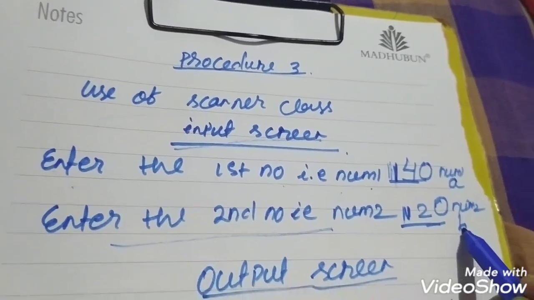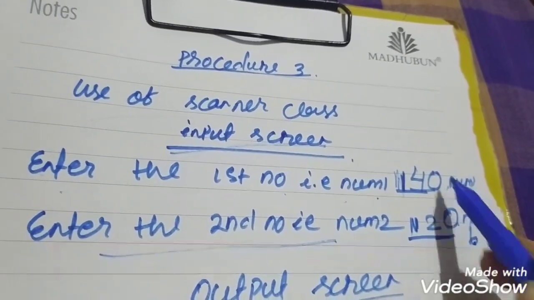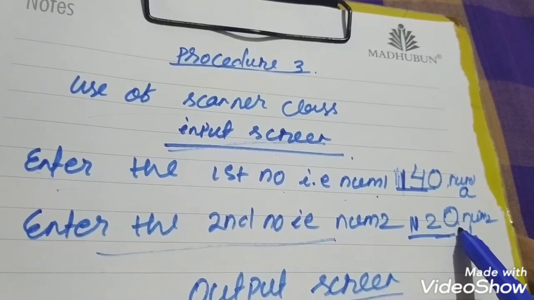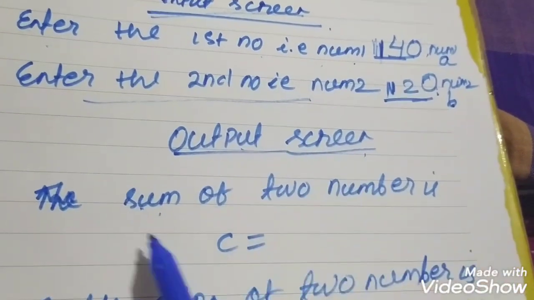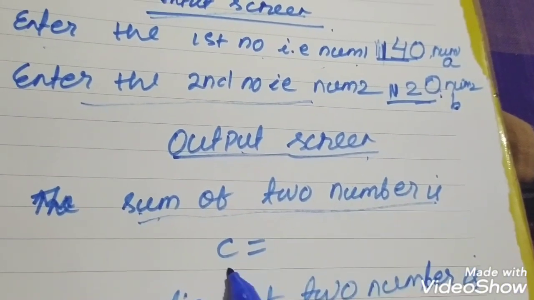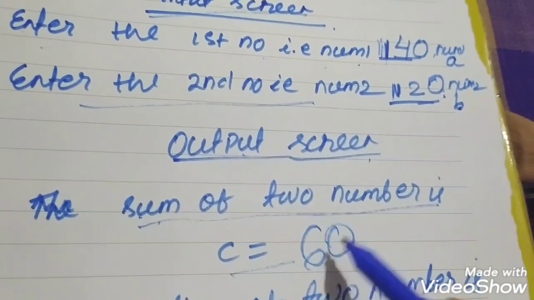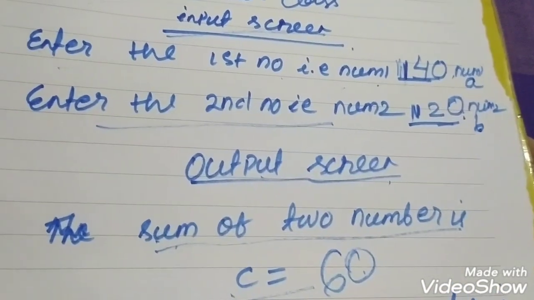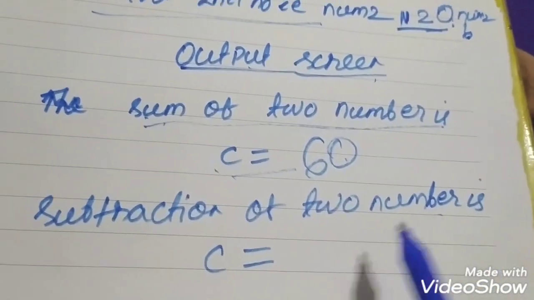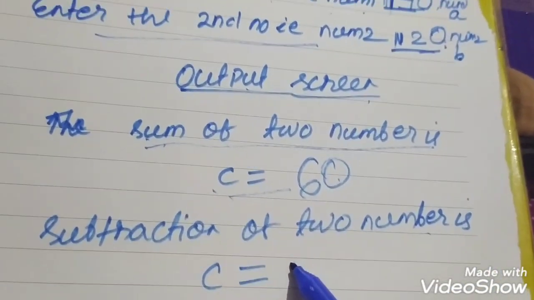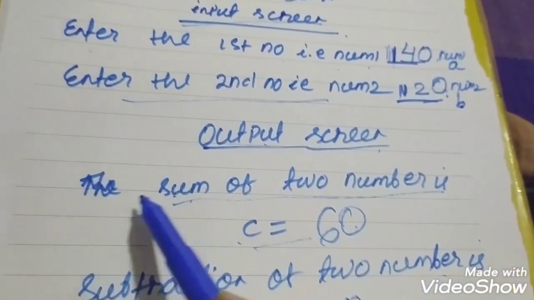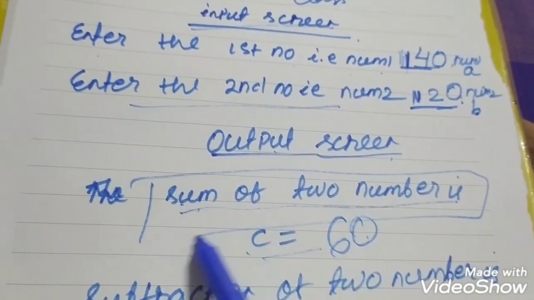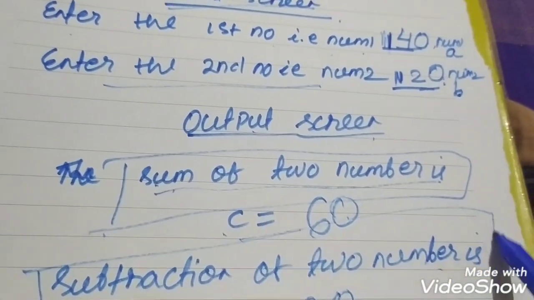Okay, and in the sum function, a plus b, 40 plus 20, will give the sum. The output screen will look like this: the sum of two numbers shows you 60. Now the second one, the subtraction of two numbers, will display 20. So the output screen will look like this.